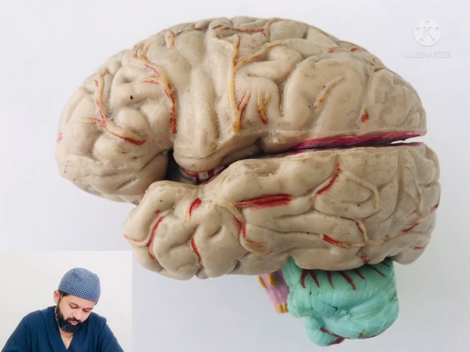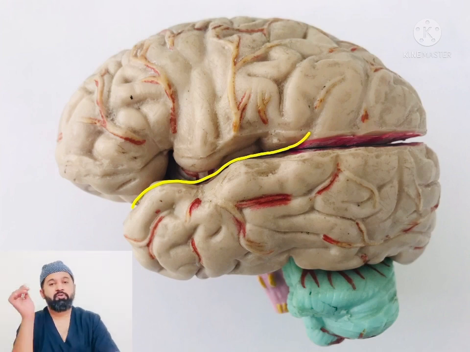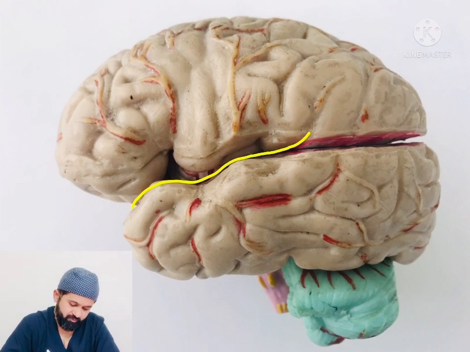Now the most prominent feature that we see on the superolateral surface is the Sylvian fissure, also known as the lateral sulcus or the lateral fissure. Now this divides the superolateral surface into different lobes. The part above the Sylvian fissure is known as the frontal lobe, and the part below the Sylvian fissure is known as the temporal lobe.